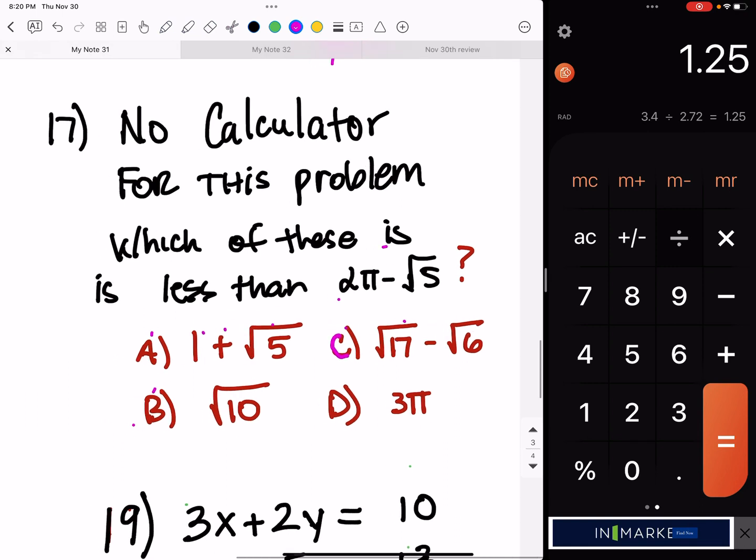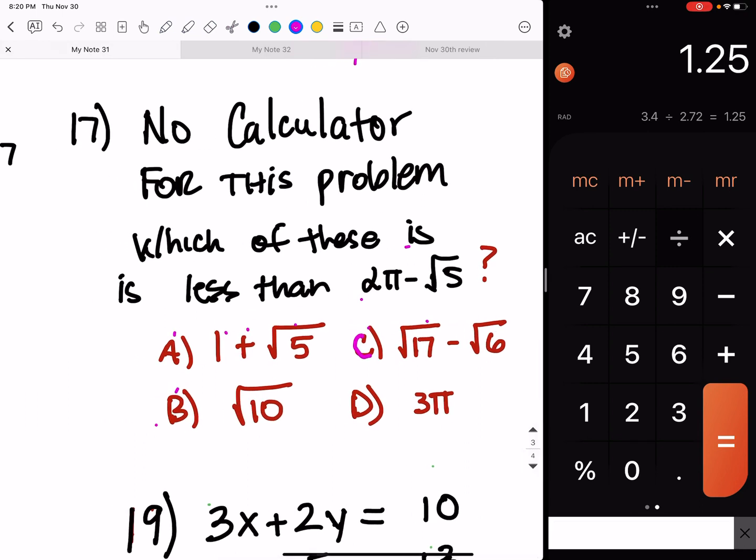All right, this one we're not supposed to use a calculator. Which of these are less than 2 pi minus the square root of 5? If I'm not using my calculator, I'm just going to say that I don't know 2 times pi minus the square root of 5. So I'm going to say 2 times pi, a good guess would be about 6. I don't know the square root of 5, but I do know the square root of 4. So this is like 6 minus 2. This is about 4. So this question is which of these are less than about 4?